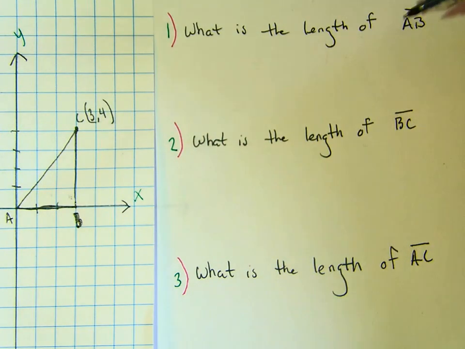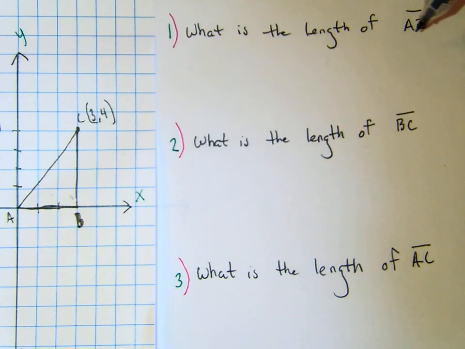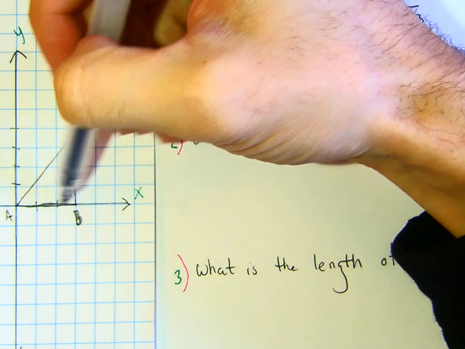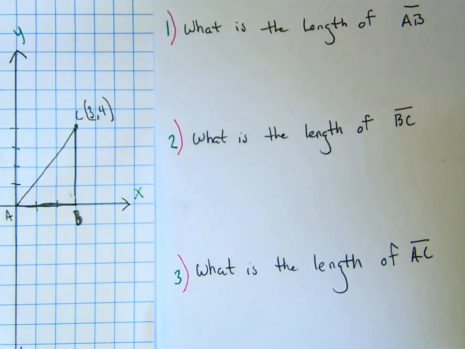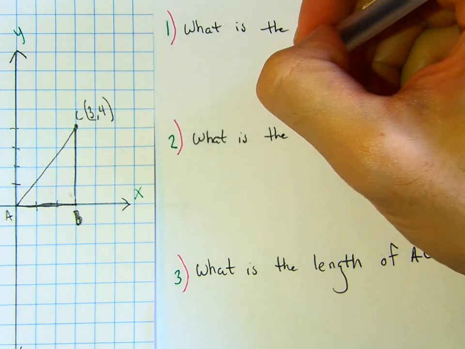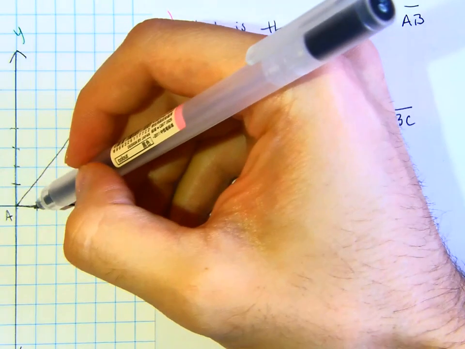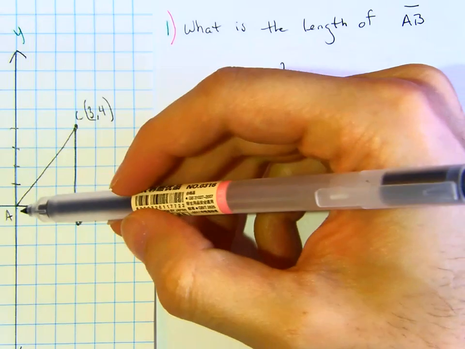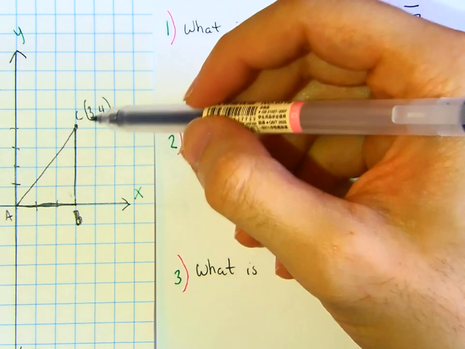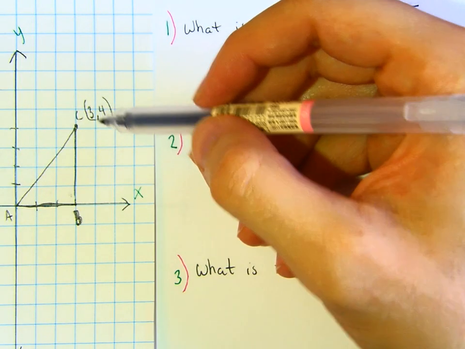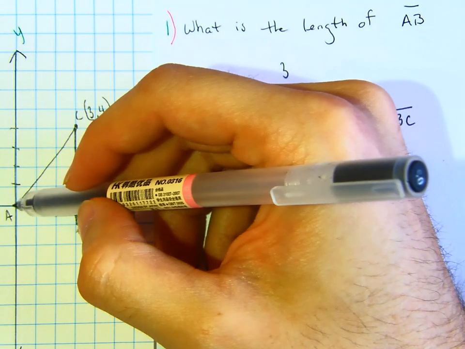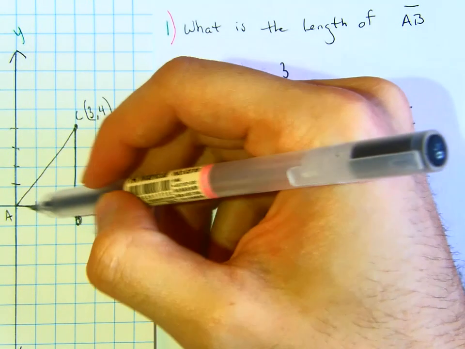Let's answer the first question. What is the length of A to B? So what would this length be from here to here? This shouldn't be too bad. It's just 3. You just go 1, 2, 3, and this is the length of A to B. And notice that the length of A to B matches the x value. So whatever this x value is, this is going to be the horizontal distance A to B.